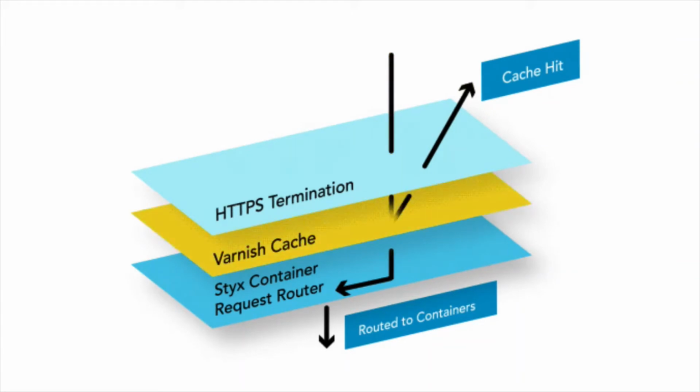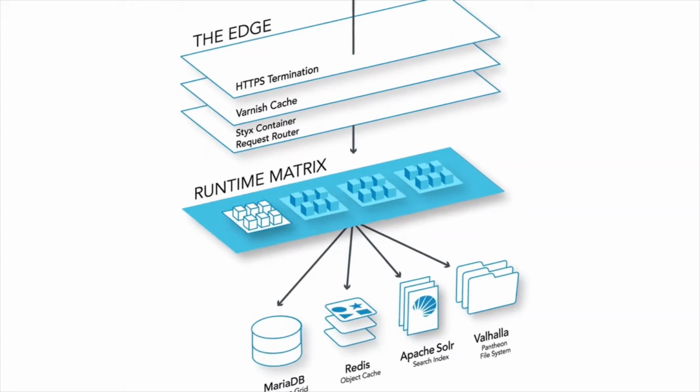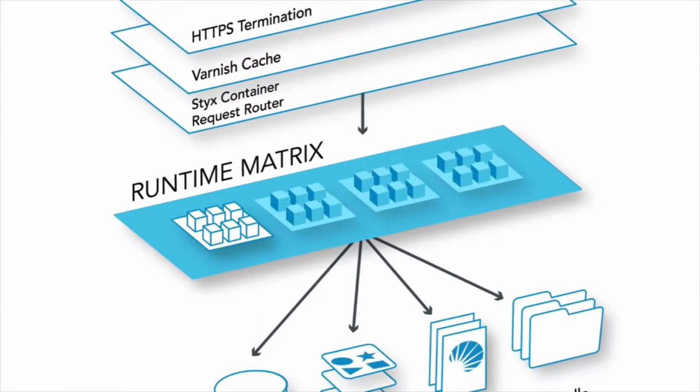This keeps resource consumption low so dynamic requests can be generated with ease during traffic spikes. If cache content is not found, the edge layer will automatically load balance and route the request to the next layer of the platform, our Runtime Matrix. On its way back out, the response will be cached for optimal performance.